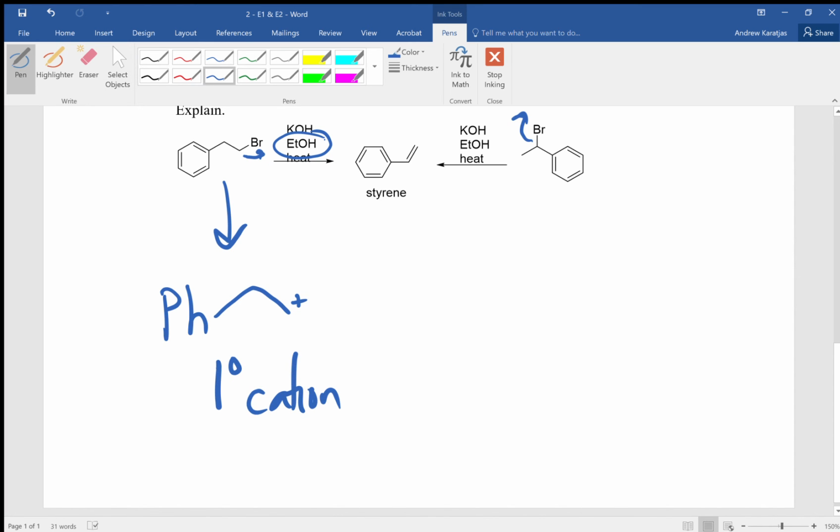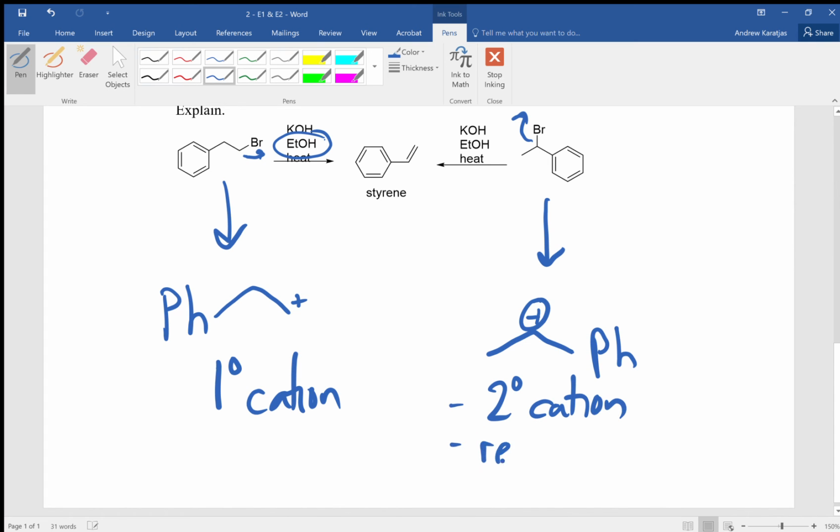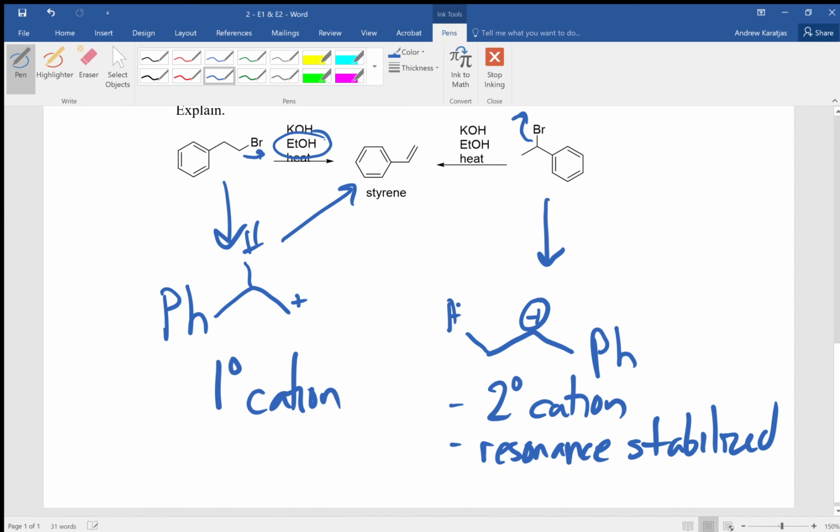And we know that's probably not a very good pathway. In the second example, we get a secondary cation, which is also resonance stabilized by the aromatic ring. So there's pretty little question as to which one would be better here. Both of them, if they worked, would give us the correct product, because we'd remove this hydrogen in the first case to get styrene, and we'd remove a hydrogen from this carbon to get styrene.